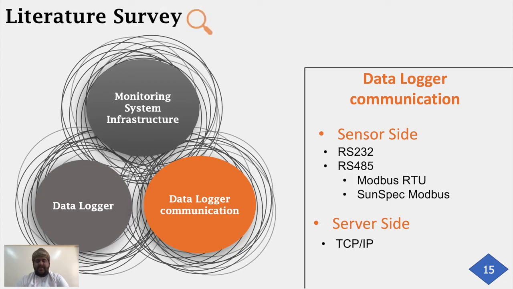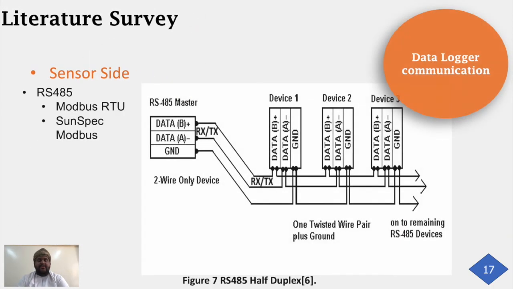The data logger communication protocol we divided in 2 categories: sensor side category and server side category. We found that there are many protocols for transferring data from sensors, but the most used is serial communication. In serial communication, there is RS-232 and RS-485. In our project, we used RS-485 Modbus because it allows us to connect 32 devices in one line.